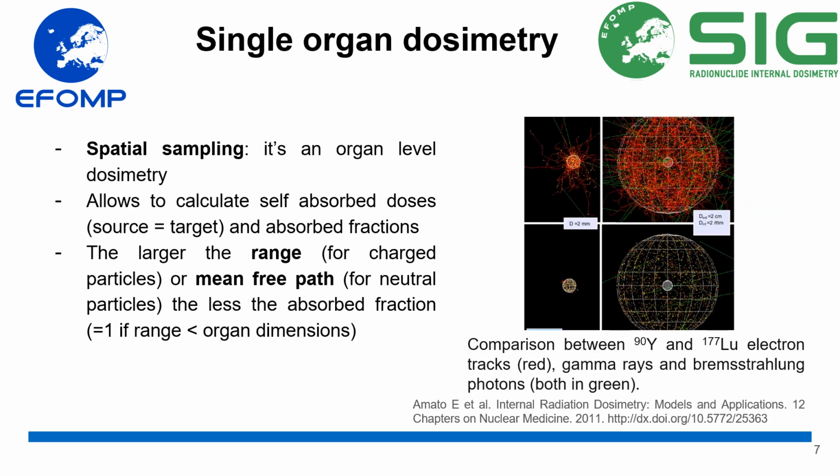Single organ dosimetry is an organ-level dosimetry and allows to calculate self-absorbed doses, meaning that the source organ coincides with the target organ. In this case, the larger the range or mean free path of the radiation, the less the absorbed fraction will be, as we can appreciate from the example on the right, showing a simulation of the radiation emitted by yttrium-90 above and lutetium-177 below for the same spherical model.